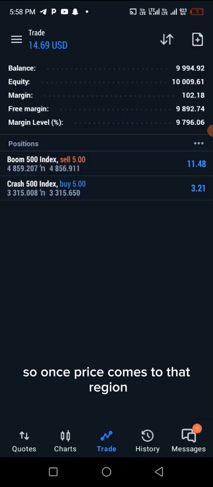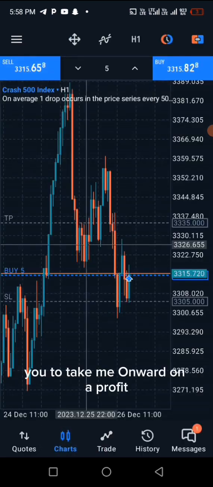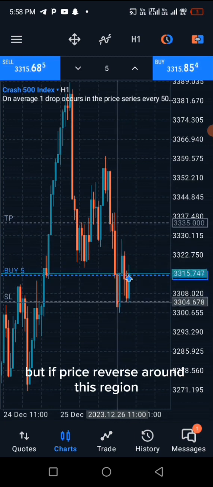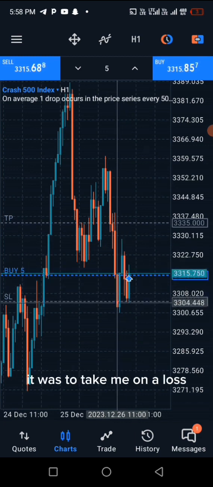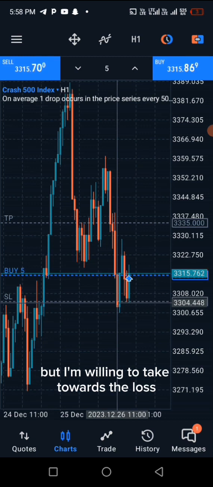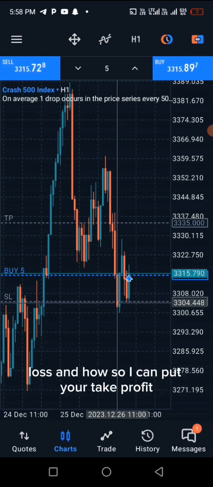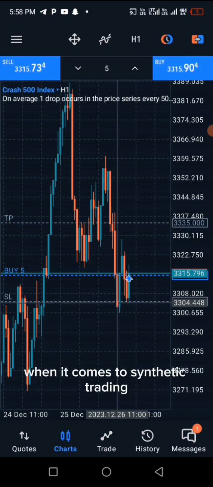So once price comes to that region, it will take me out on a profit. If price reverses around this region, it will take me out on a loss, but I'm willing to take the loss. So this is a simple way you can put your stop loss, and also how you can put your take profit when it comes to synthetic trading.